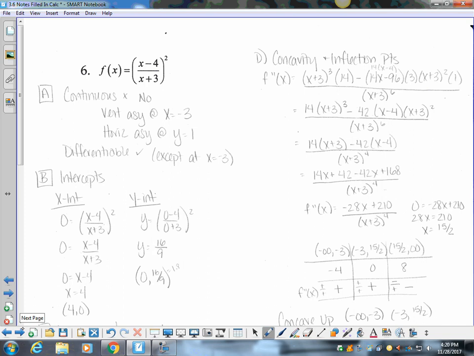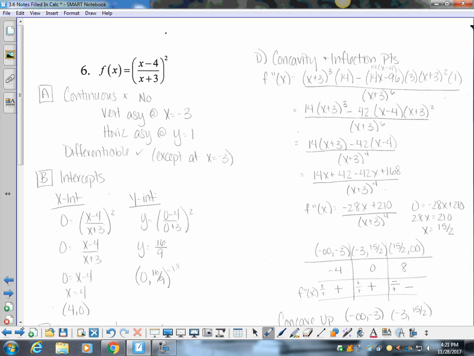Okay, last one, number 6. He's kind of a play on a rational function, but the whole thing is being squared. So he's a little bit more fun. We're not continuous because we know we're going to have a vertical asymptote at x equals -3. I'm going to have a horizontal asymptote at y equals 1 because the degree of the top is the same as the degree of the bottom. They're both x squareds, by the way. So I take the leading coefficient of the top, which is a 1, and the bottom, which is a 1. So it's y equals 1 over 1, which is 1. I'm differentiable, absolutely, except at the asymptote, which I have addressed.